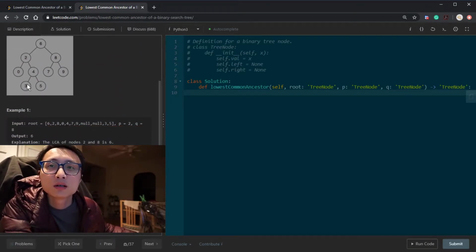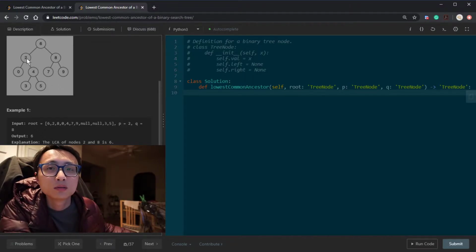If we look at P, Q to be 3 and 5, the LCA is 4, which has a value that's sandwiched in between. If we look at maybe 3 and 0, we can obtain the LCA by visually tracing the edges back until the first place where the two paths converge. The LCA between 0 and 3 is 2, which has a value that's sandwiched in between.